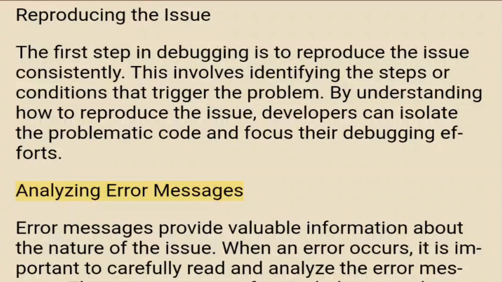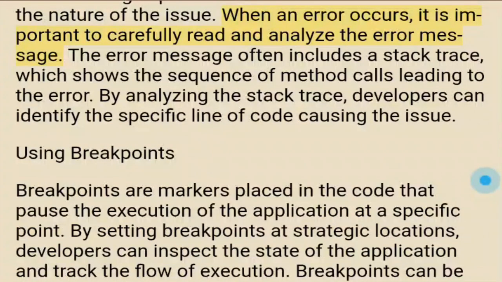Analyzing error messages. Error messages provide valuable information about the nature of the issue. When an error occurs, it is important to carefully read and analyze the error message. The error message often includes a stack trace, which shows the sequence of method calls leading to the error. By analyzing the stack trace, developers can identify the specific line of code causing the issue.